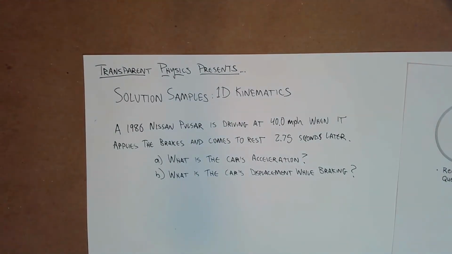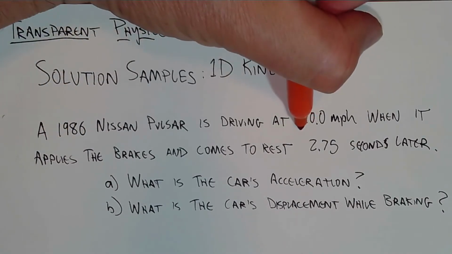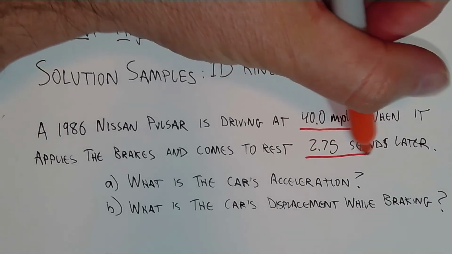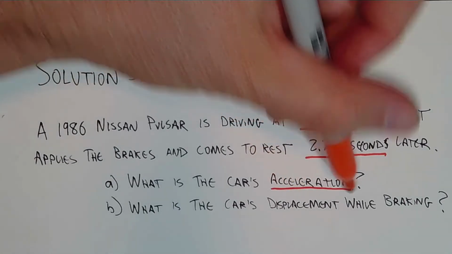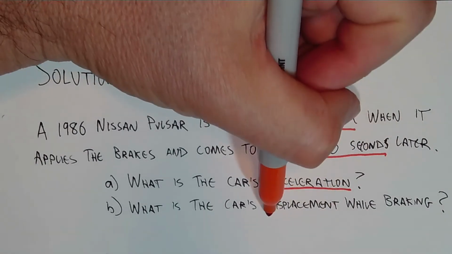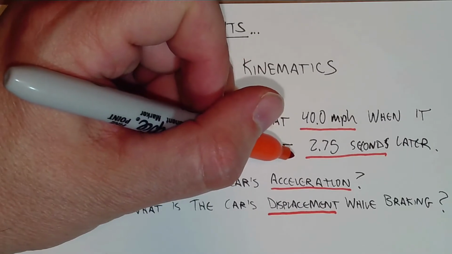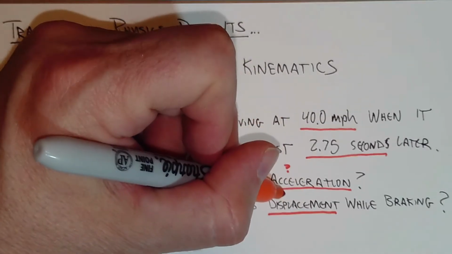Let's underline some information. All right, don't get distracted. A lot of people underline like every number they see. This is a number, but it's not a measurement, not terribly useful for us. We do have 40 miles an hour. We have 2.75 seconds. We're looking for the car's acceleration, and we're looking for the car's displacement. So the car's acceleration is an unknown. The car's displacement is another unknown.